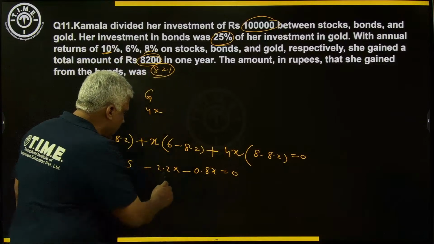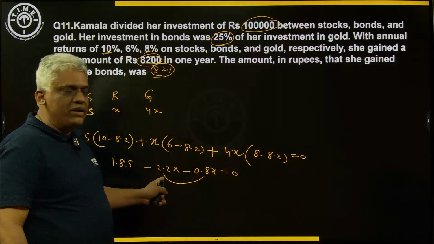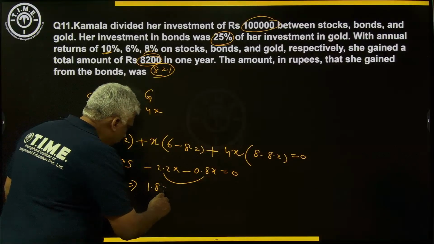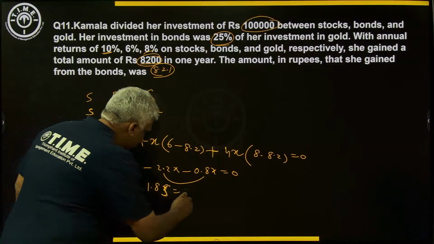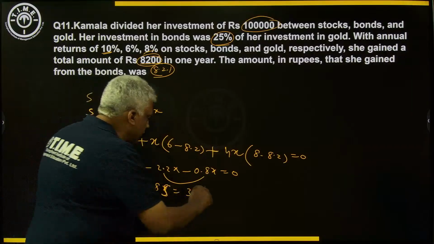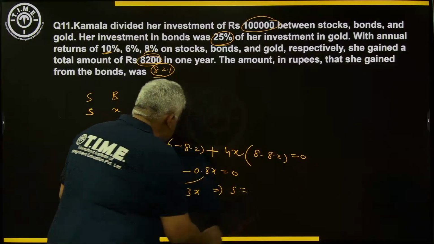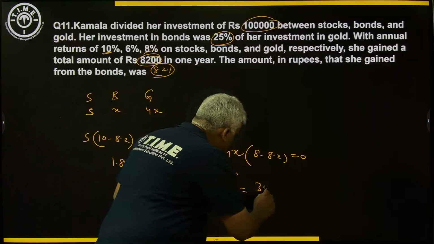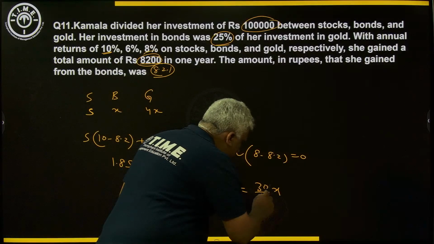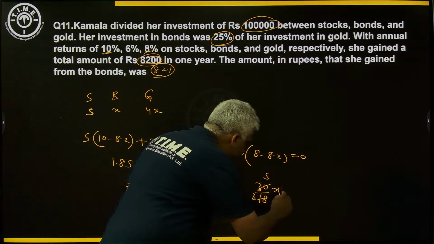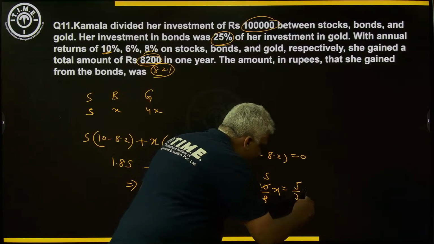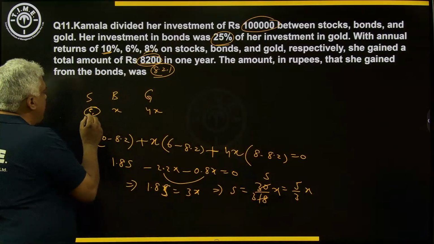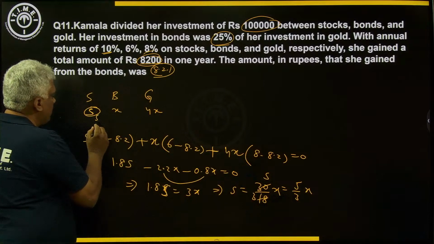So let's add this. This is minus 3x. Let's take that side. So 1.8s is equal to 3x, right? So s is equal to 3 by 1.8, 30 by 18, right? So 30 by 18x, right? 6 5s are 30 and 6 3s are 18, so it is 5 by 3x, right? So we know that the investment in stock is 5 by 3x.